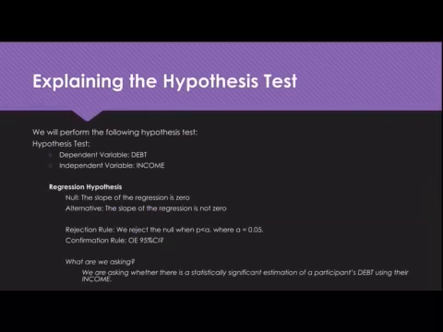Our rejection rule that we will follow is we reject the null when p-value is less than alpha, where alpha equals 0.05. Our confirmation rule is OE at 95% CL. What we are actually asking is whether there is a statistically significant estimate of a participant's debt using their income. And you'll see how this works in our first example.